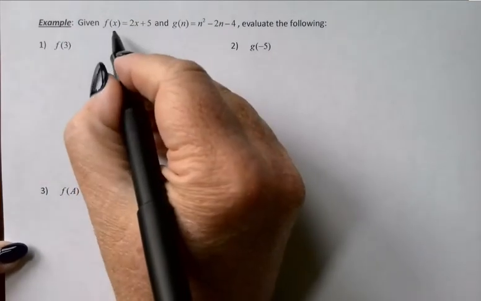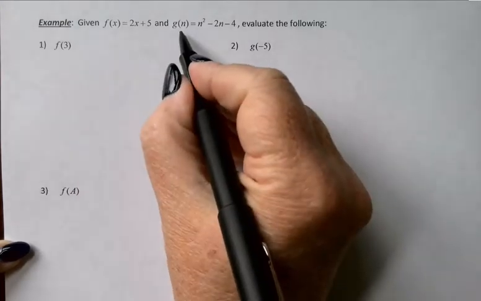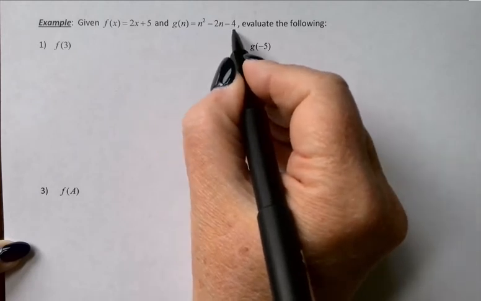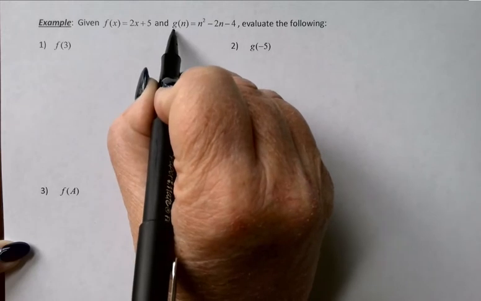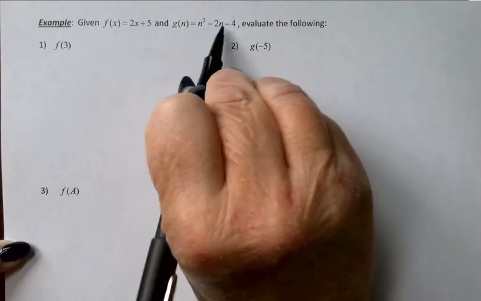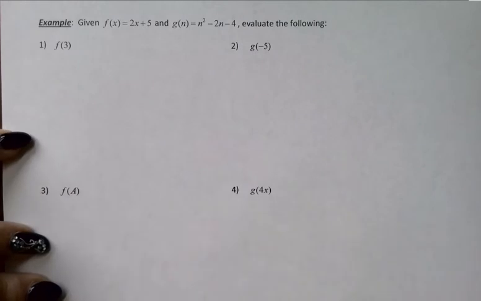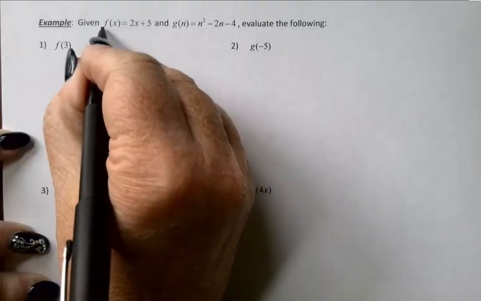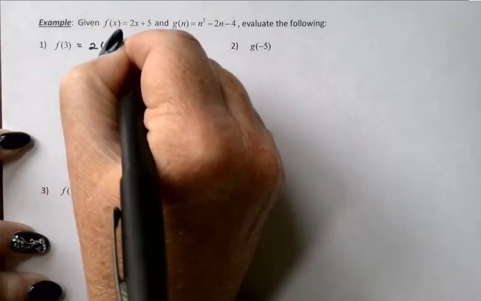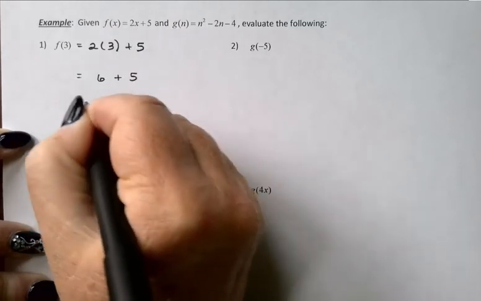In this example, we'll stick with our original function f of x equals 2x plus 5. And now I have a new function, g of n, equals n squared minus 2n minus 4. Notice the name of this function is g, and the independent variable is n. That is, the variables on the side are all n's. All right, our first problem says find f of 3. I'm going to go to the f function and replace the x with a 3. That would give me 6 plus 5, or 11.